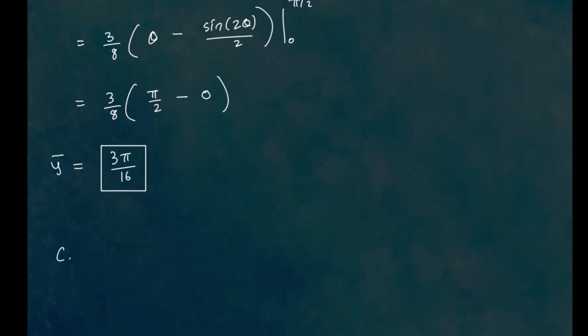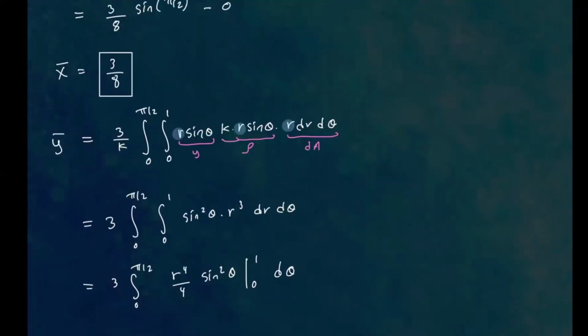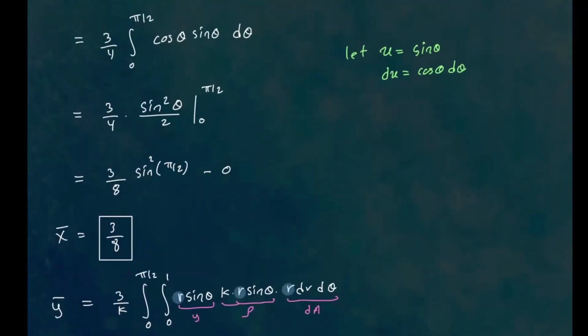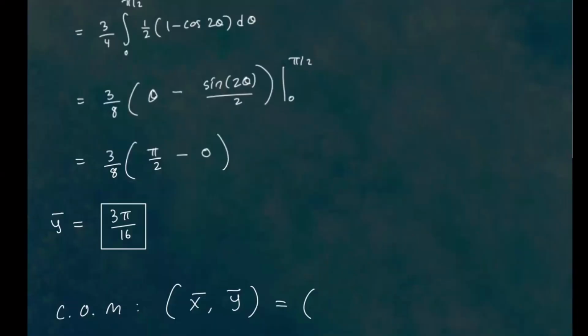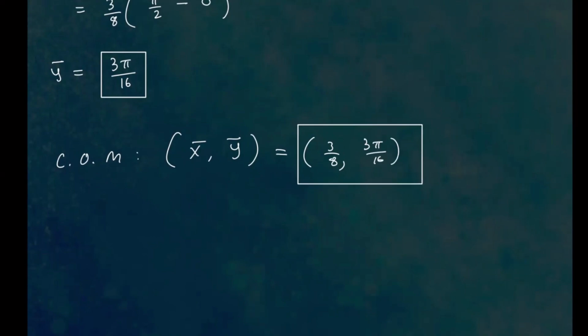So our center of mass, COM, is going to be x bar comma y bar, which we found. x bar we computed to be 3 over 8, that's right here. And y bar we just computed as 3 pi over 16. So that is your center of mass for this lamina that is occupying the first quadrant.